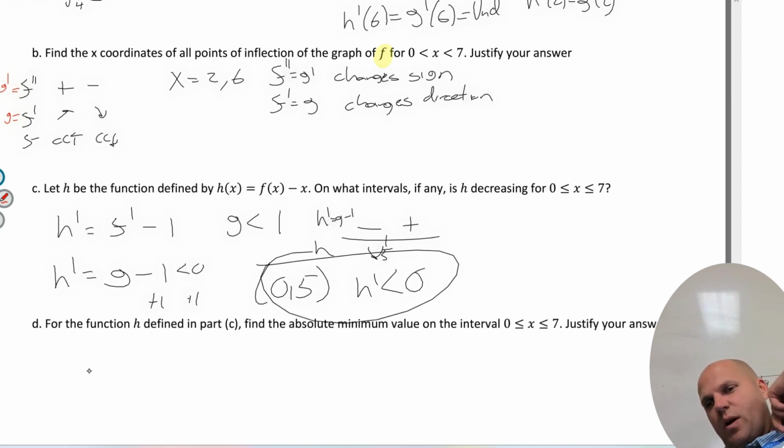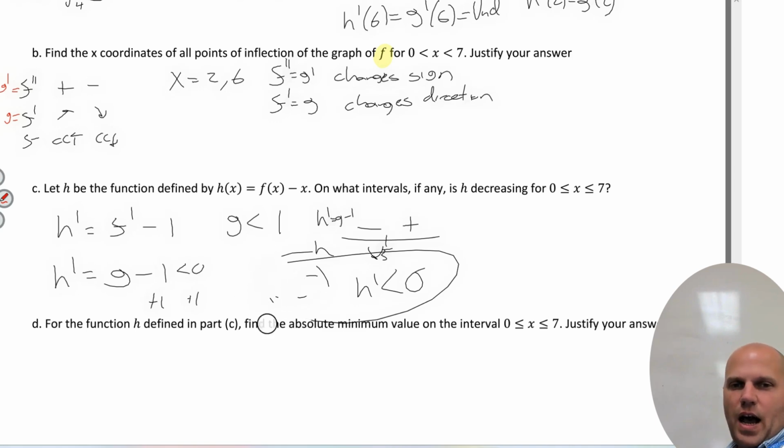As long as you have h prime equaling g minus 1 or f prime minus 1, they'll give you that. What a great question. Were you able to handle that question? Or were you like, I have no idea what I'm doing? You have to adjust and adapt. You've got to just be like, okay, what do I have to do? Okay, I'm looking for when h is decreasing. That means I need h prime.